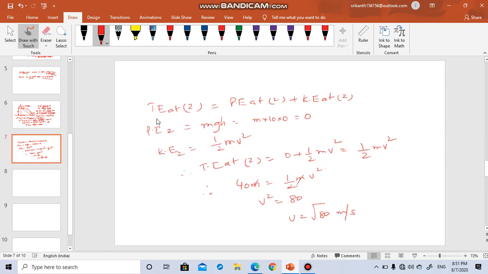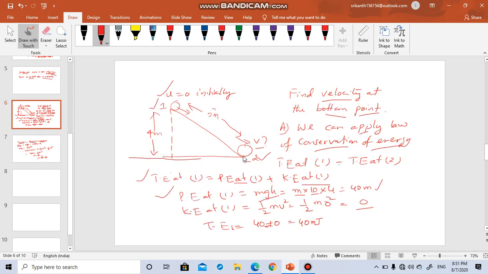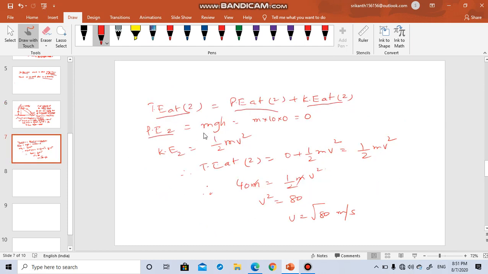Now we have to find the total energy at 2. Same thing: potential energy at 2 plus kinetic energy at 2. Potential energy at 2, where is that point? It is on the ground, so h is equal to 0. Here mgh is m into 10 into 0. We don't know the mass m, so I wrote m 10. What is the height at the ground? 0. So potential energy at the ground is 0.